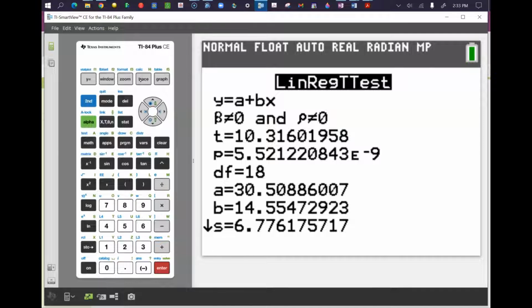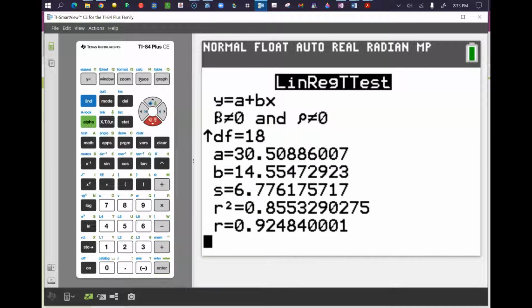You will notice that in doing the linear regression t-test on the calculator, it gives you both the sample slope and the sample y-intercept. It gives you the standard deviation of the residuals, aka the error in the predictions, and then it also gives you r and r squared. So if you hadn't looked at the least squares regression equation with the scatter plot, you could turn the scatter plot on now and you could look at the residual plot if you wanted to and check the conditions and so on and so forth. But otherwise, that's how you do a linear regression t-test on your calculator.